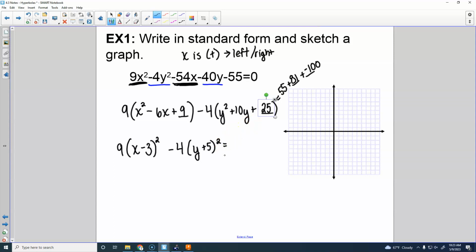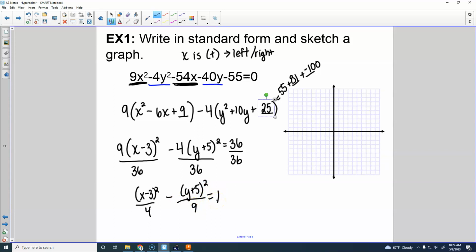So 55 plus 81 minus 100 is 36, I think. And then just like ellipses, last step is to divide by 36. So that is going to give you x minus 3 squared over 4 minus y plus 5 squared over 9 equals 1.